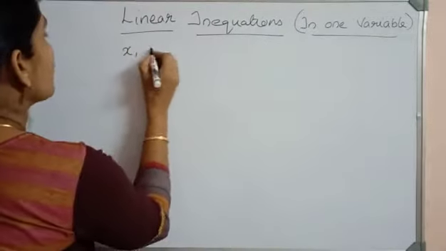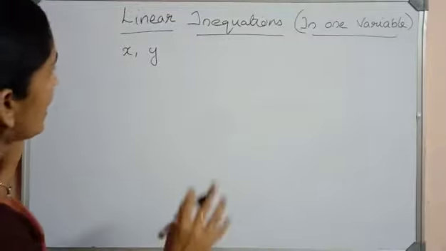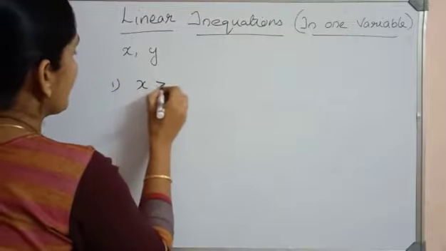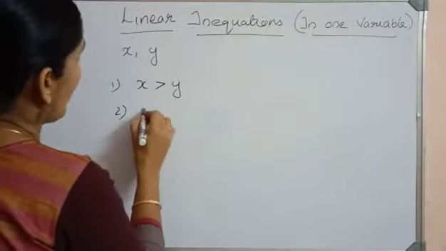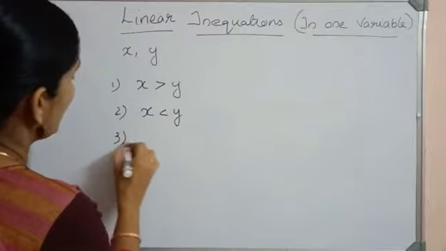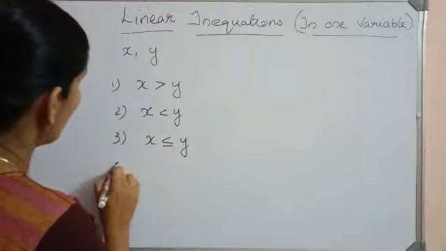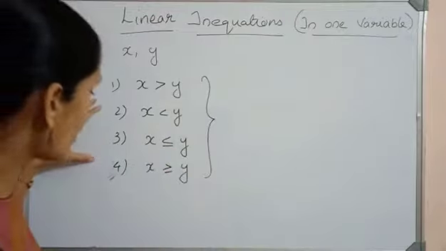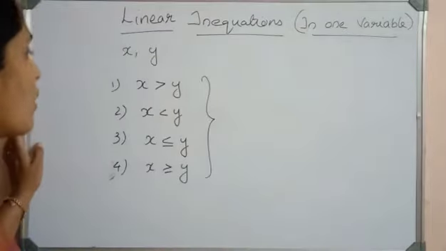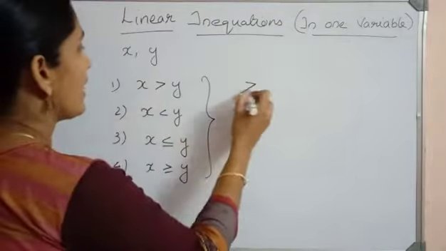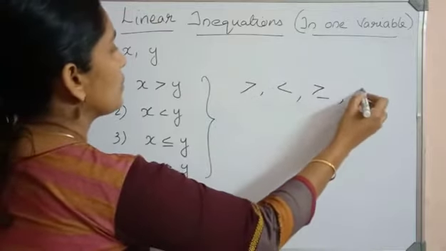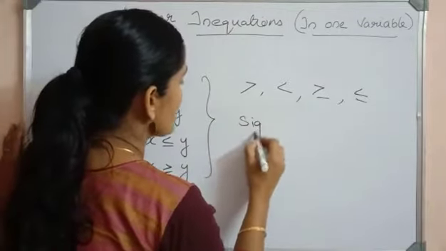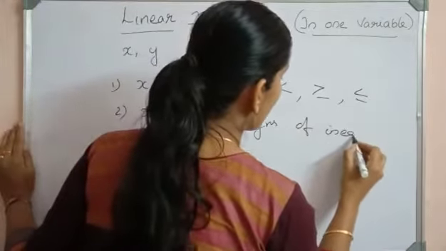If x and y are any two quantities, we can have four different relations with these two quantities. One is x greater than y, the next one x less than y, then x can be less than or equal to y, and x can be greater than or equal to y. These are the four relations we can write when x and y are two different quantities. Here the signs greater than, less than, greater than or equal to, less than or equal to are called signs of inequality.